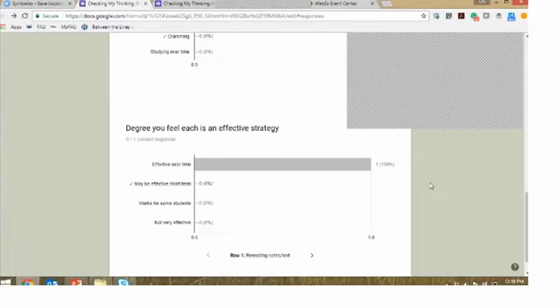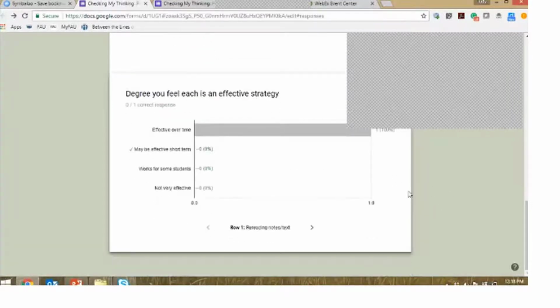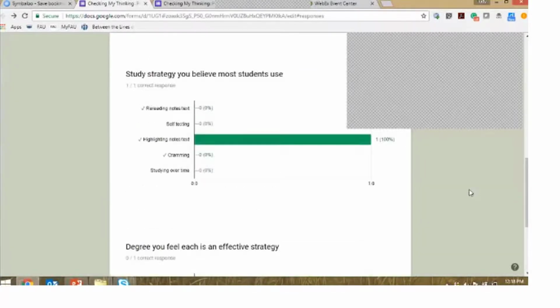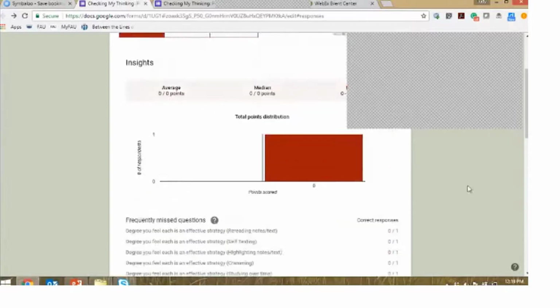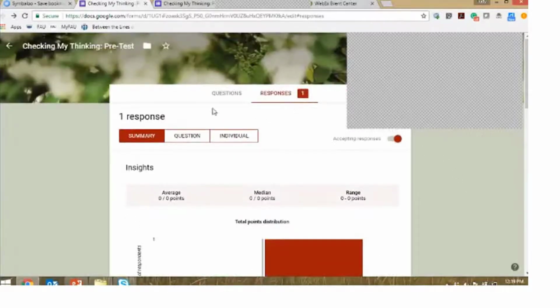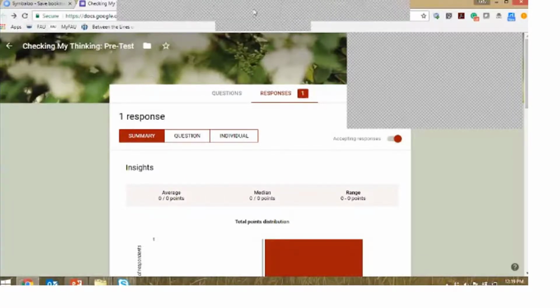And the degree that you feel that each of them is effective over time. There's an effective strategy over time; short term works for some students and may not be very effective. We're going to come back to this, where we will have rephrased the information in a different way. So we'll be doing a post-test at the end. Now let me go back.